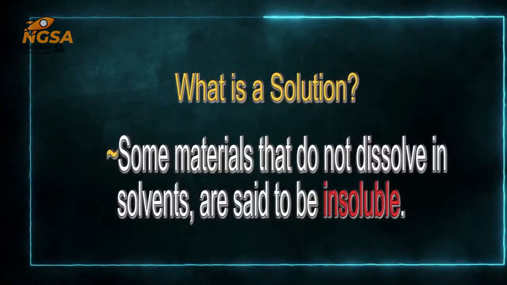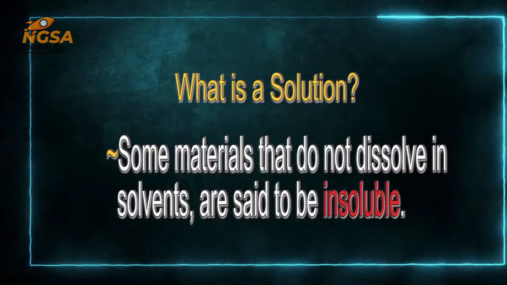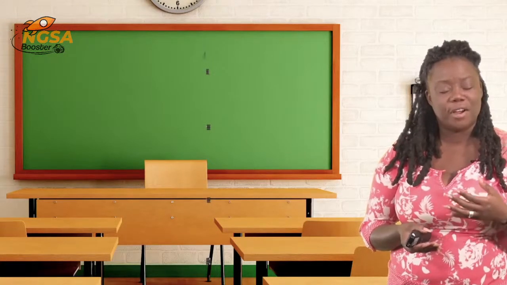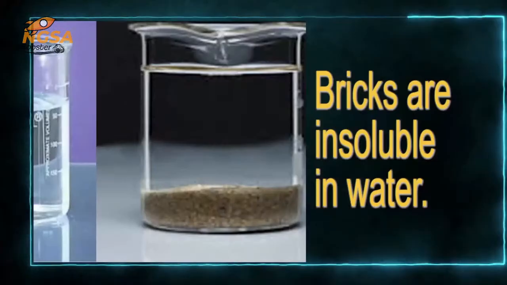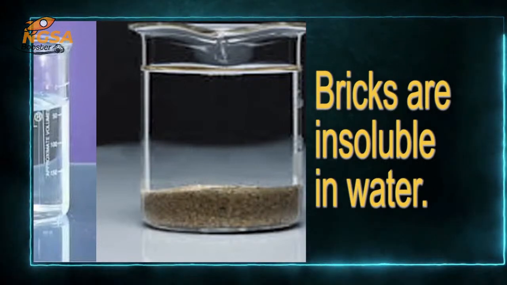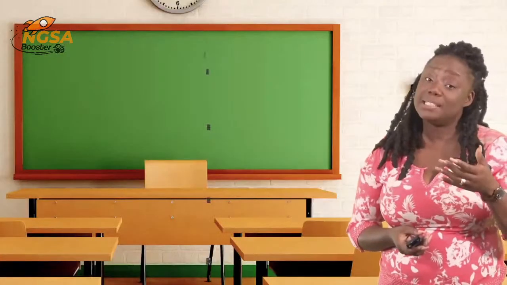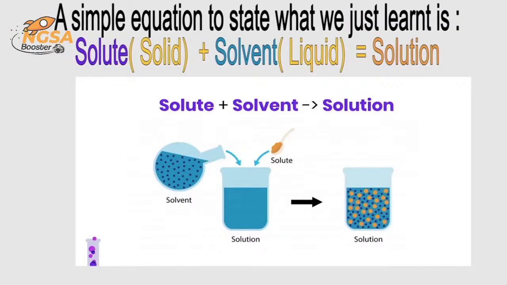Some materials that do not dissolve in solvents are said to be insoluble. Example, could a mixture of bricks and water even out? No, bricks are insoluble in water. When you make the mixture, you will see the bricks settling to the bottom of the container. So a simple equation to state what we just learned is solute, or the solid, plus the solvent, or the liquid, equals a solution.